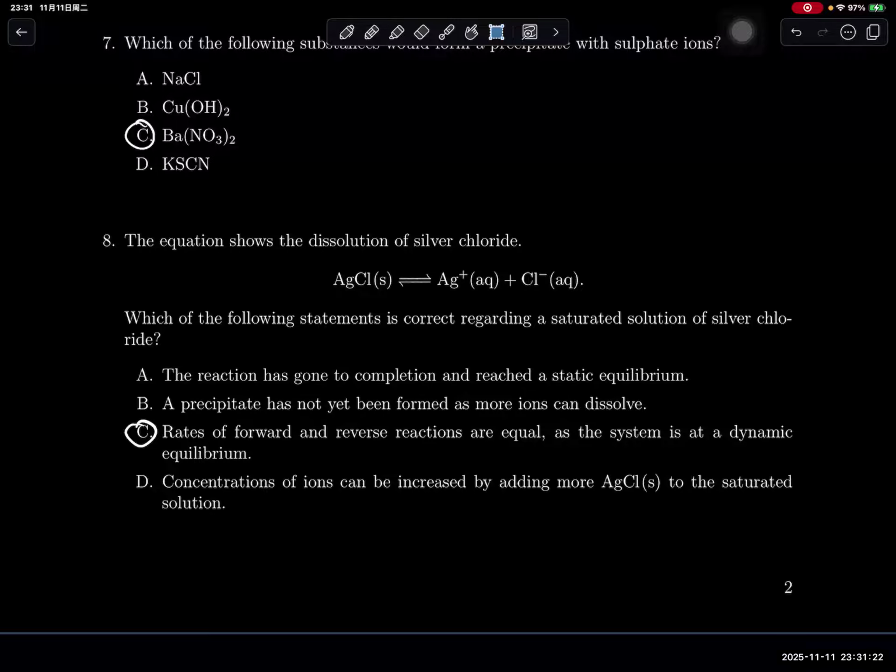D is wrong because the concentration of ions can be increased by adding that. This is not necessarily true. Adding more solid to a saturated solution does not increase the concentration, because a solid does not have any concentration, it doesn't shift the equilibrium at all. Okay.